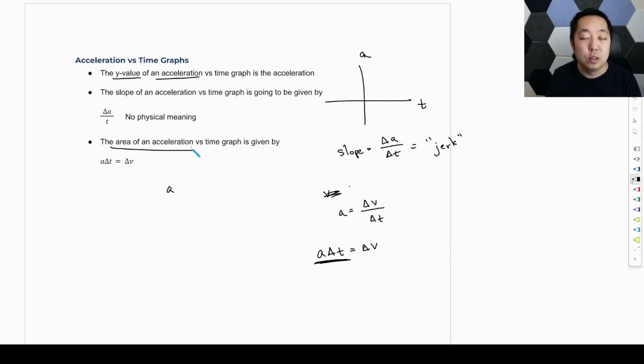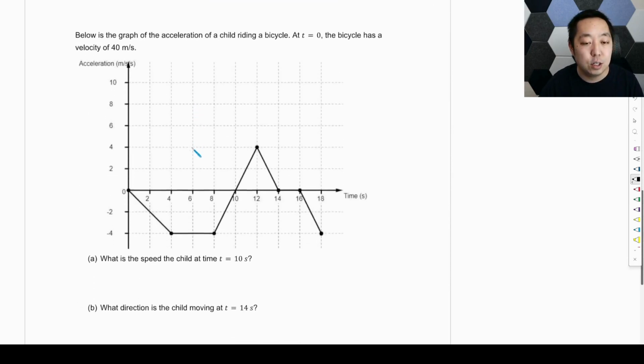This is a little bit more tricky, because we talked about the area under the velocity time graph being the displacement last time, but for the area under the graph here being the change in velocity, you've got to think about the initial velocity and the final velocity and think about that change. So let's go through an example here.